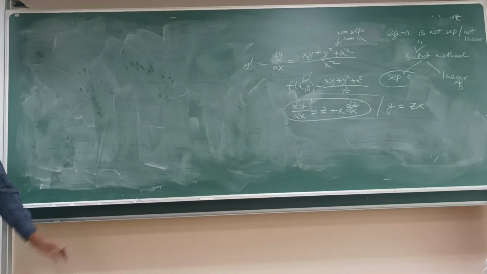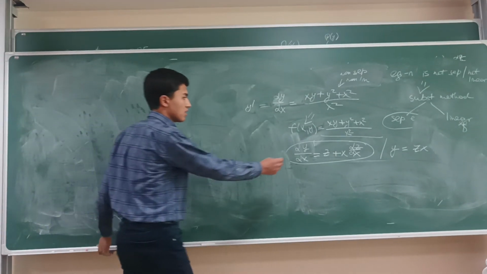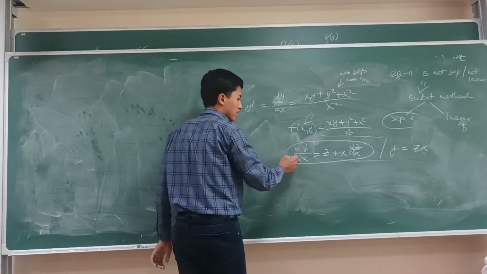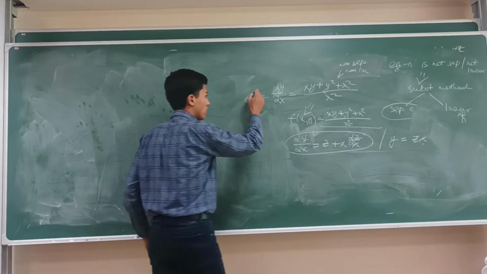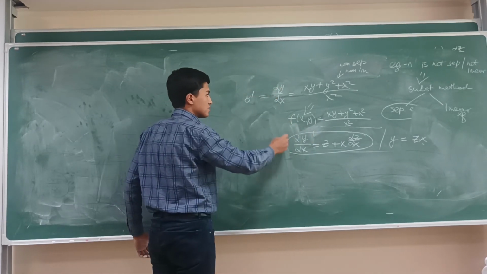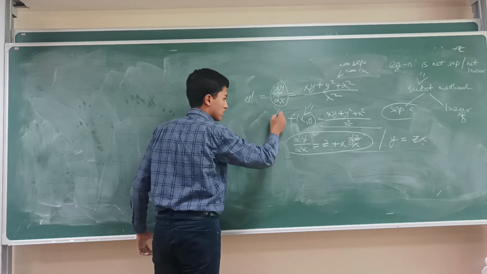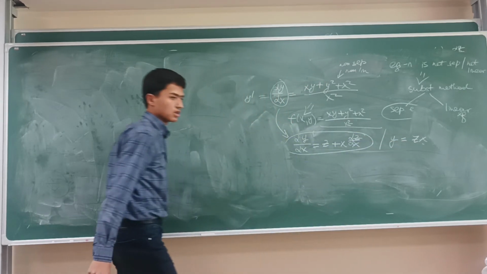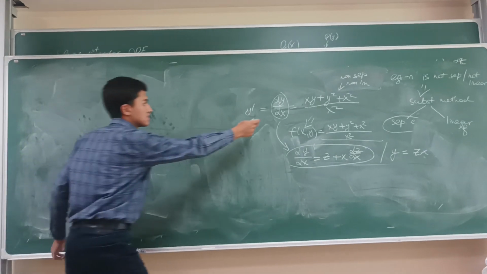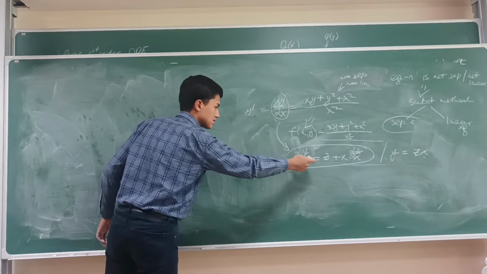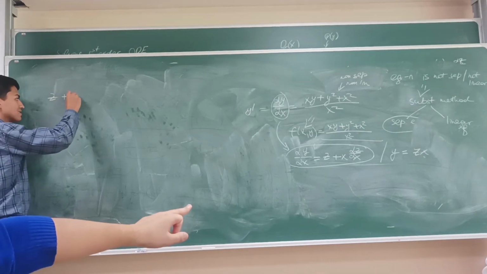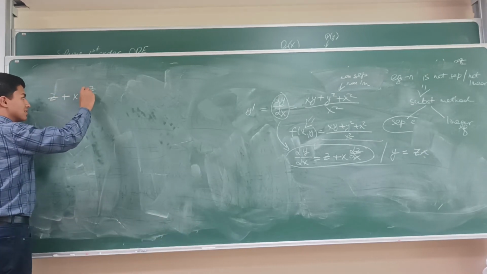Okay, attention. Now we have found y prime, and we can substitute it, and all of these y's with this value. So now let's write instead of dy/dx this expression. It's going to be z plus x dz/dx.